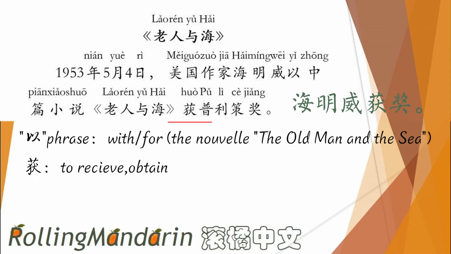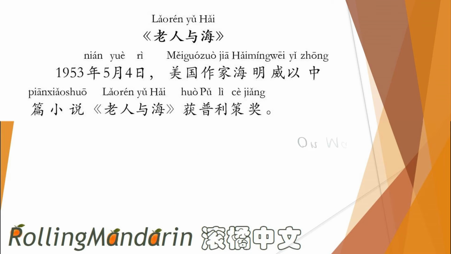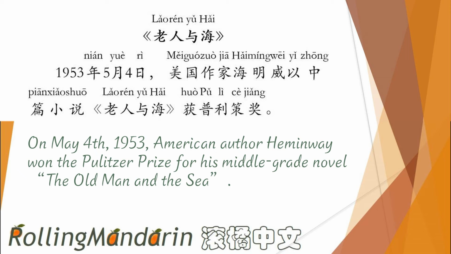We have mentioned last time that in the SVO sentence, we can put time and place elements in front of the verb. This time you will know that the prepositional phrase can be put in front of the verb as well. Now, it should be easy for you to understand the meaning of the first sentence. 1953年5月4日，美国作家海明威以中篇小说《老人与海》获普利策奖。On May 4th, 1953, American author Hemingway won the Pulitzer Prize for his middle-grade novel, The Old Man and the Sea.